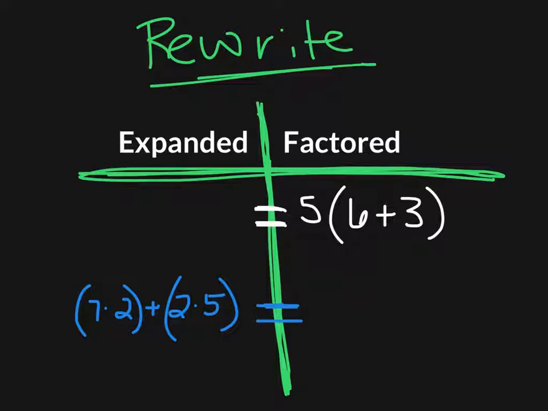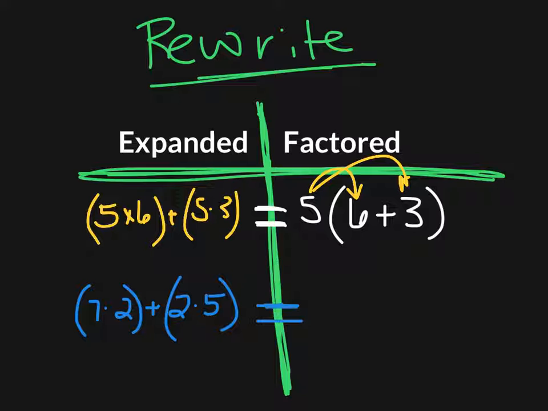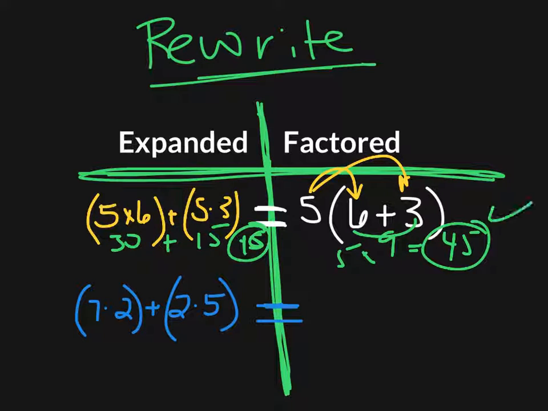Taking a look at the next slide, we're going to have a factored form and an expanded form. So let's go ahead and find the expanded form for this factored form. Once again, I'm sharing the 5 to the 6. So 5 times 6 plus 5 times 3. I'm going to go ahead and check. 30 plus 15, so I should get 45. 6 plus 3 is 9. 5 times 9 is equal to 45, so those check.